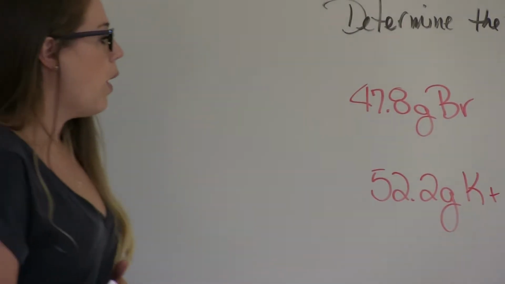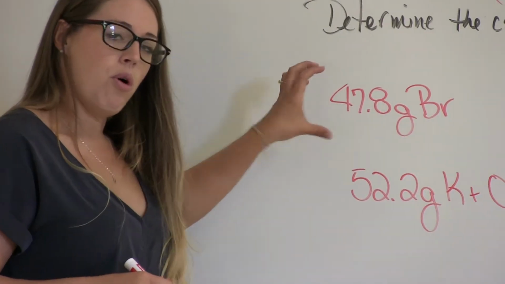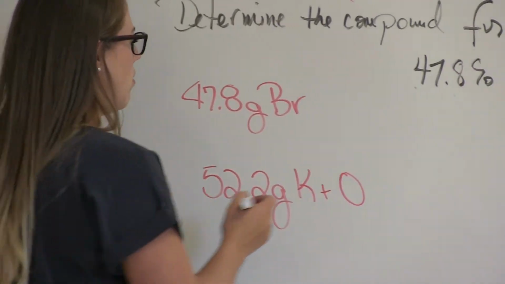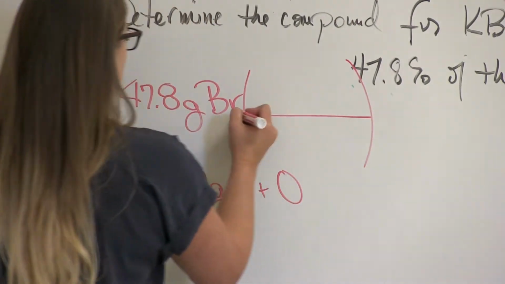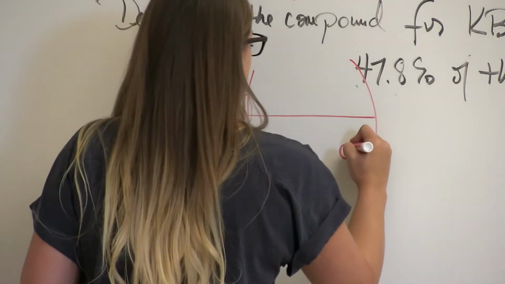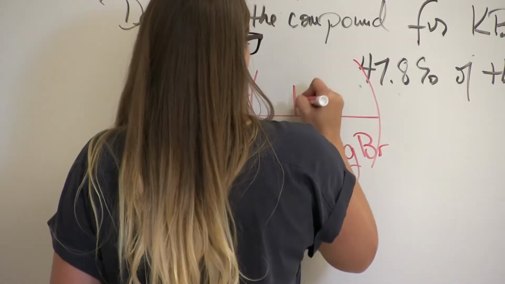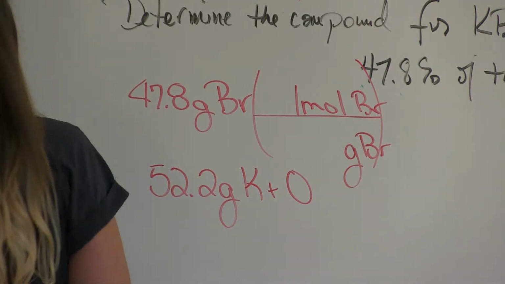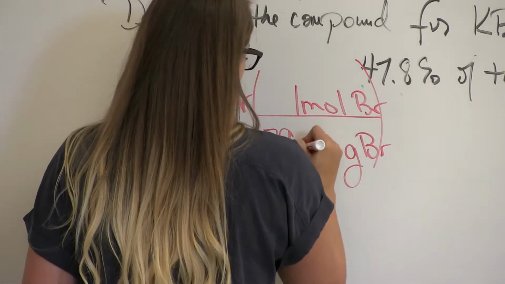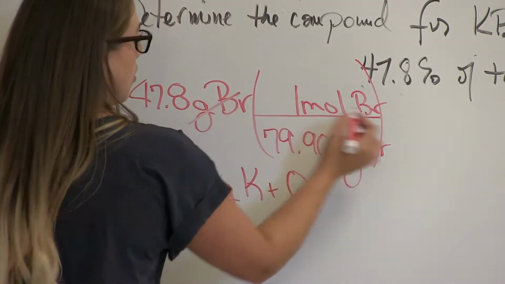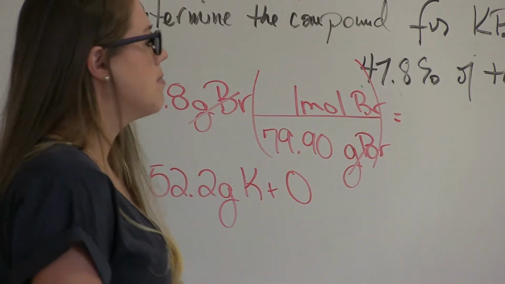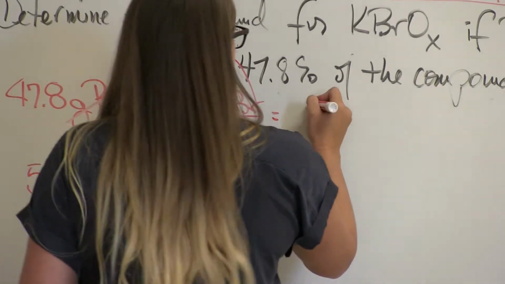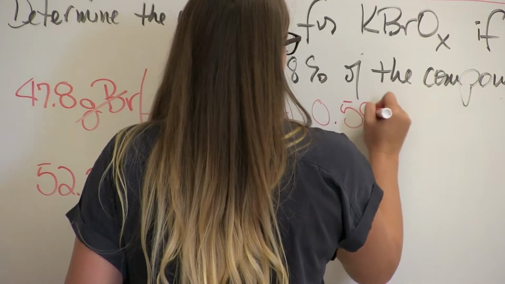Okay, let's go ahead and convert this to moles because we know from empirical formula we need to always get this into moles. Grams of bromine is going to go on the bottom. We're going to go to 1 mole of bromine. The mass of bromine is 79.90. So if we do this, we get that the moles of bromine is 0.598.